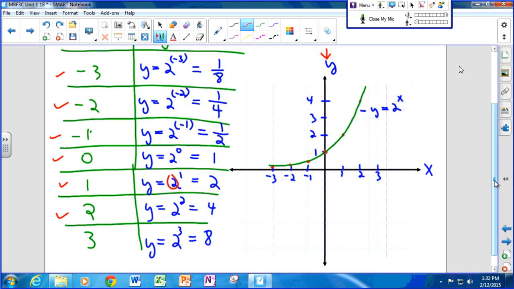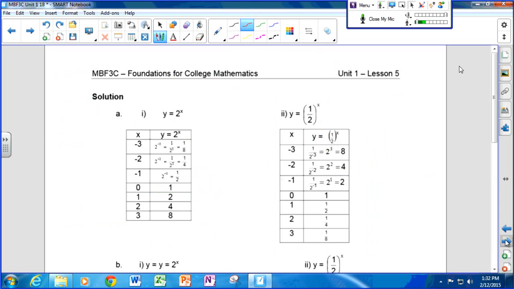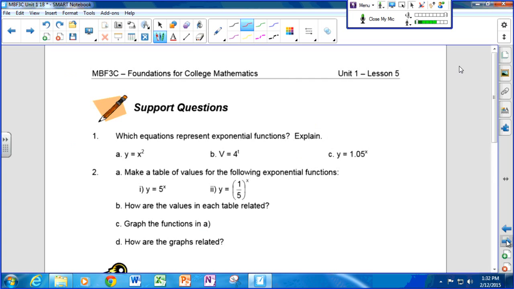Okay. So then the next question they asked you is something about how are the graphs similar or different? Well, I already talked about that. They're mirror images, aren't they? Okay. And you know what? I think we actually pretty much, it's a relatively short lesson here. But let's take a look at the support questions.